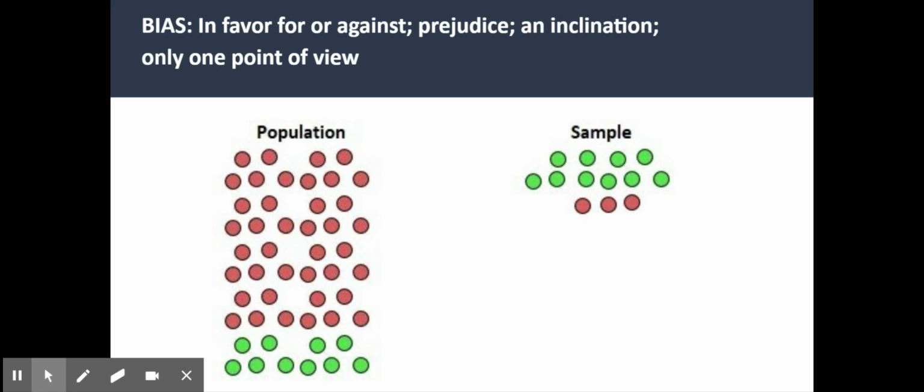So this is a really great picture to show you what it means to be biased. In the population, we have a large number of red circles and a small number of green circles. Now, if you create a biased survey, then you might pull more greens than there are reds, because we didn't create an accurate representation of our population because our sample was not random and adequate enough.